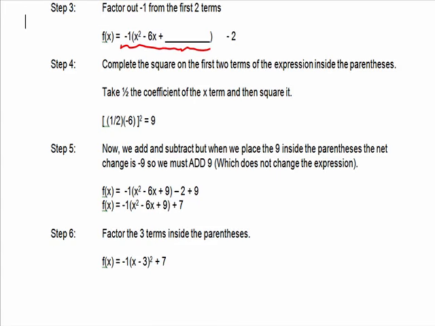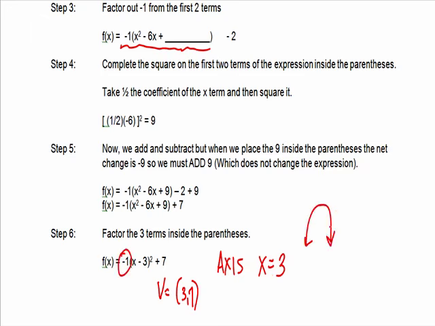From that, if I wanted to, I could read off the vertex. And so if I did that, the vertex would be 3, 7. The axis of symmetry would be x equals 3. And I would notice that because I have the negative out in front, this is a parabola that opens down. And if I wanted to, knowing that the vertex is 3, 7, and if I went back to the original problem, I would notice that my y-intercept was negative 2, I could draw a reasonably decent graph of this particular function.